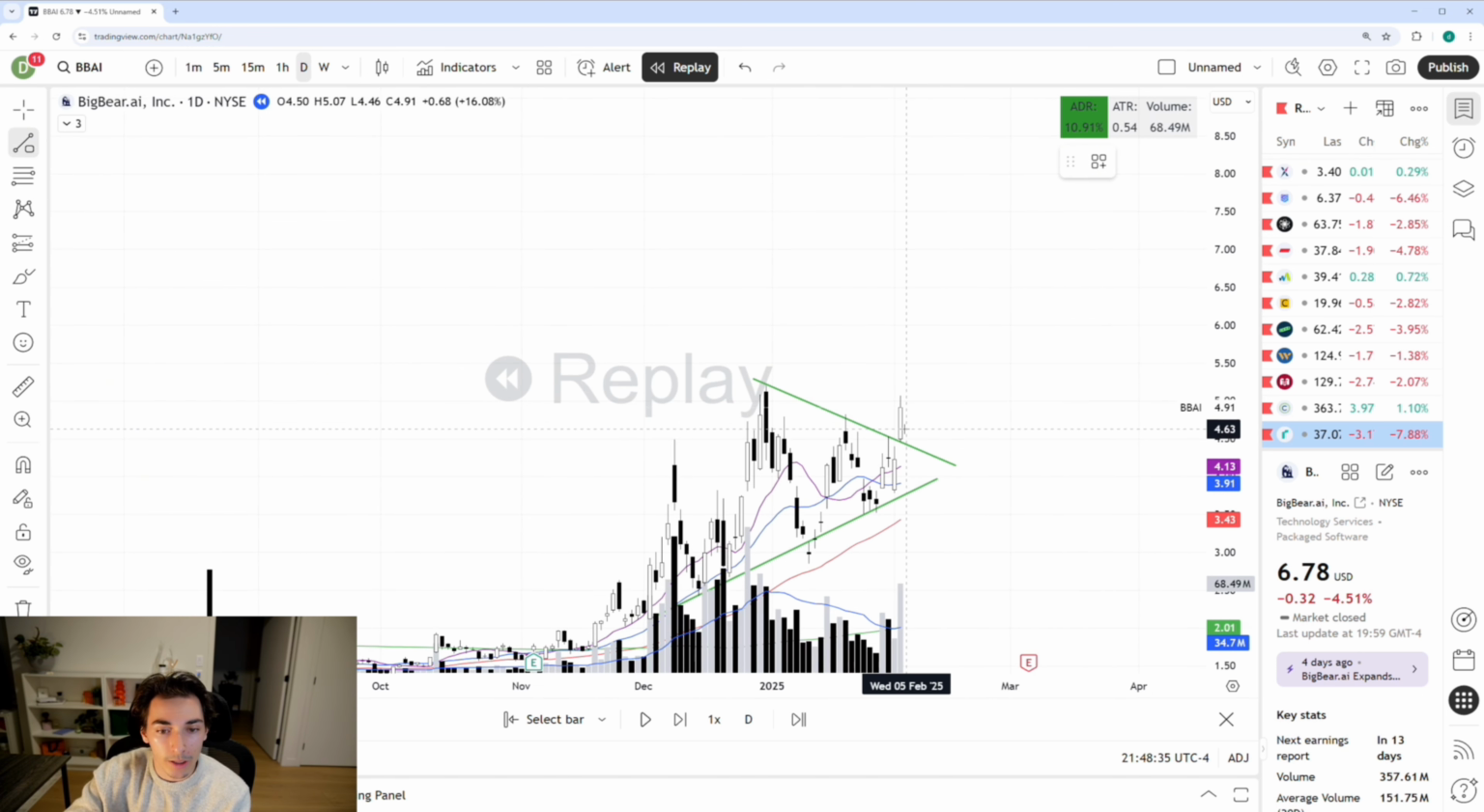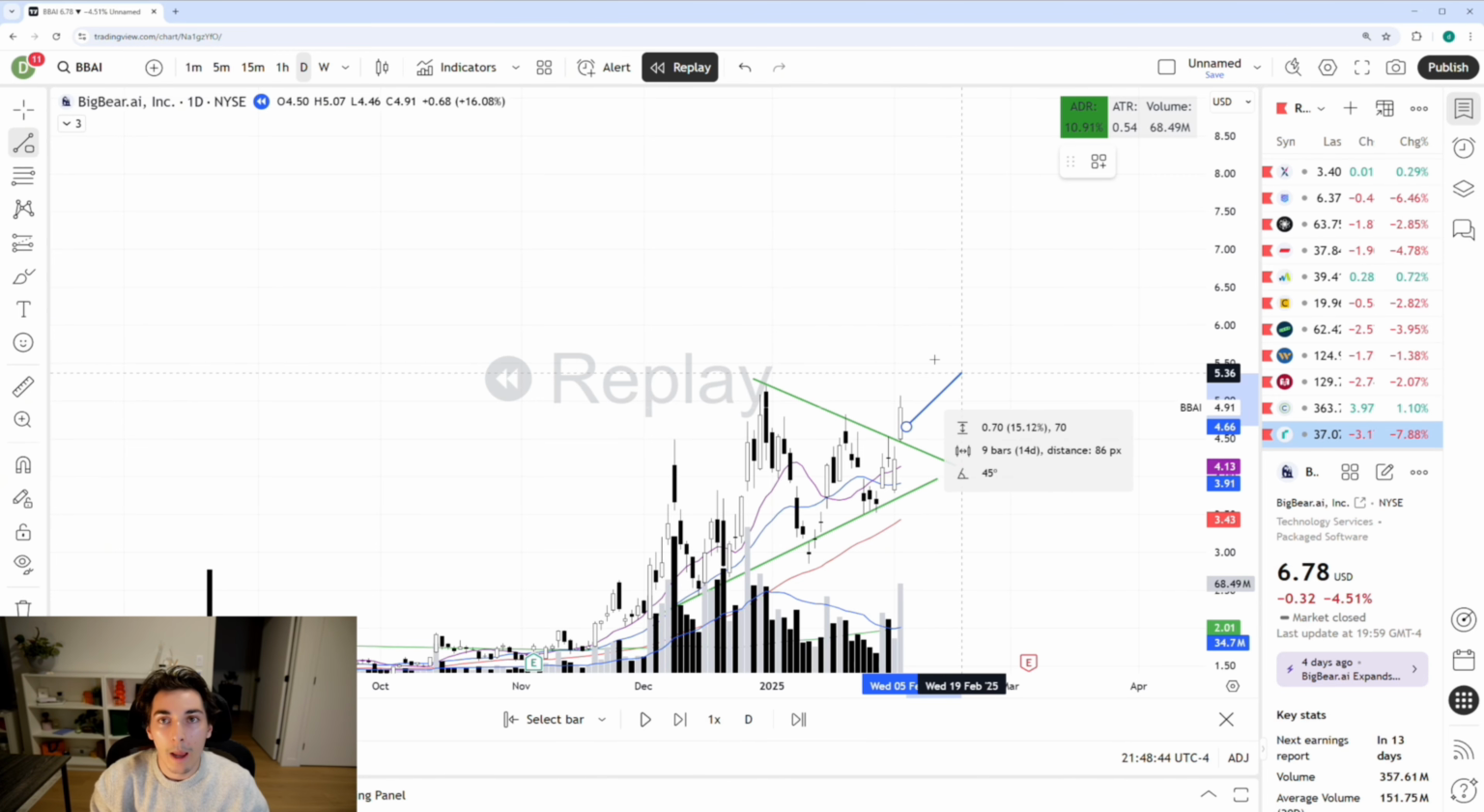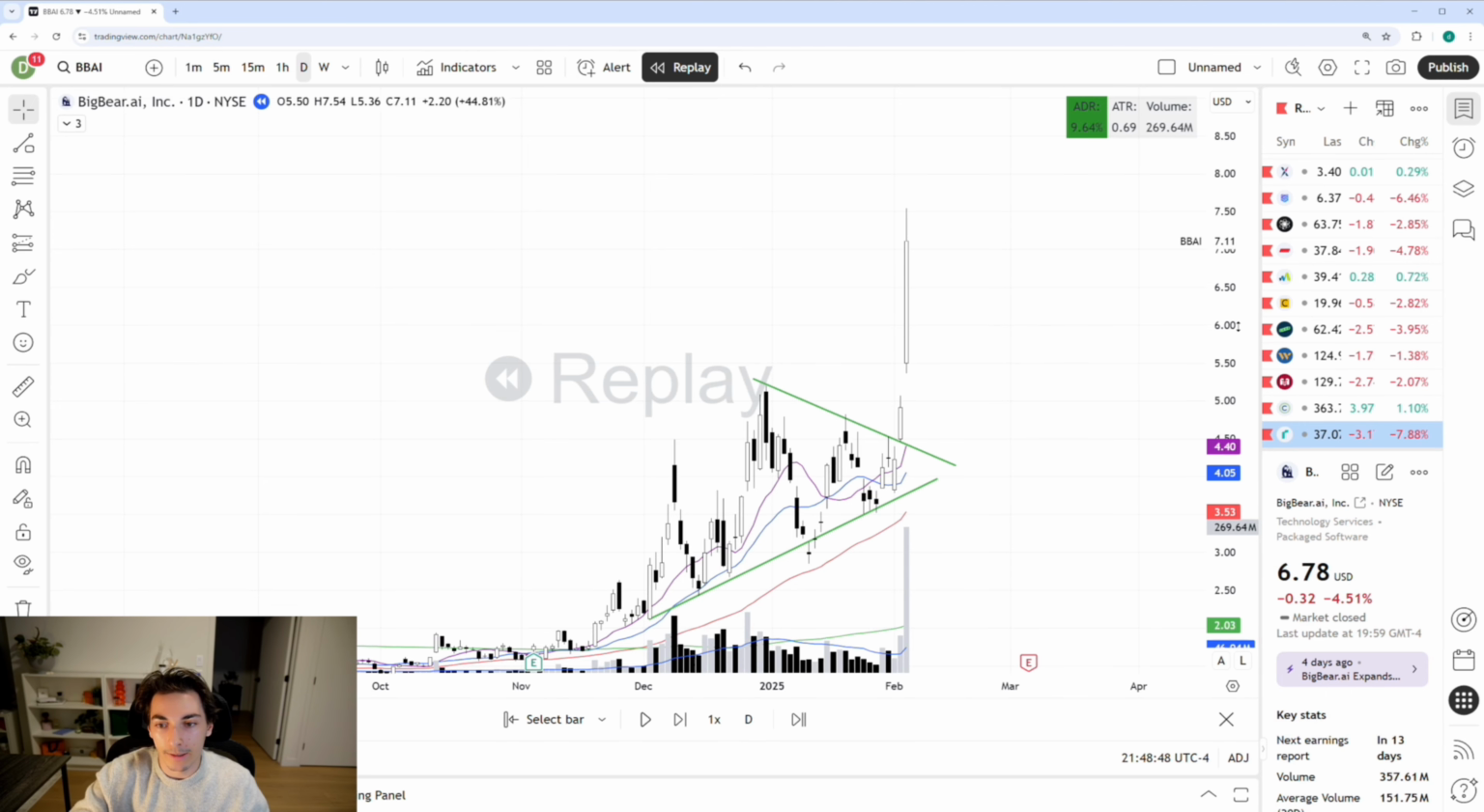And so I took an entry right here or so. It could never be perfect. I still have to wait, and before I enter, it rises a bit, obviously. But I'm going to remove this and look at the next day.